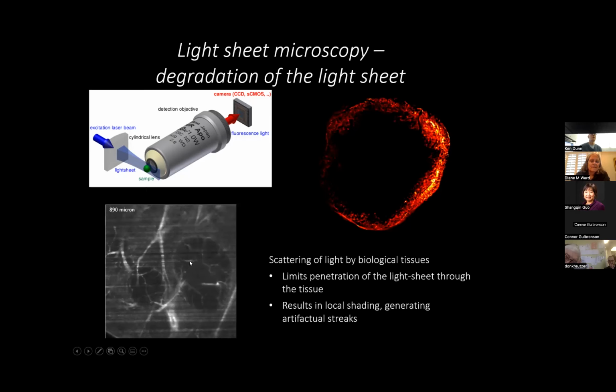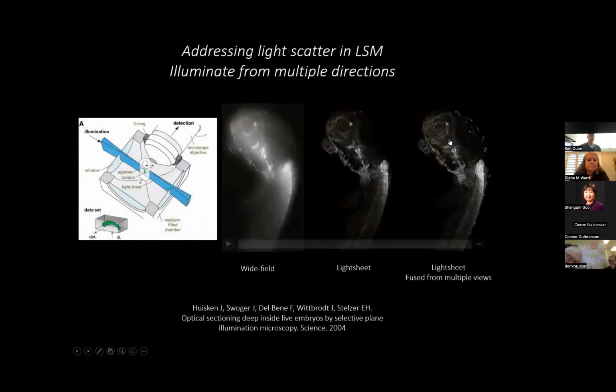This is an example where, and I don't know what the objects are, but you can see these lines, and those reflect the fact that the light is being shaded by objects in the light path. And so you get these artifactual stripes. So the way you get around that, pretty much every light sheet microscope, and this is another example.